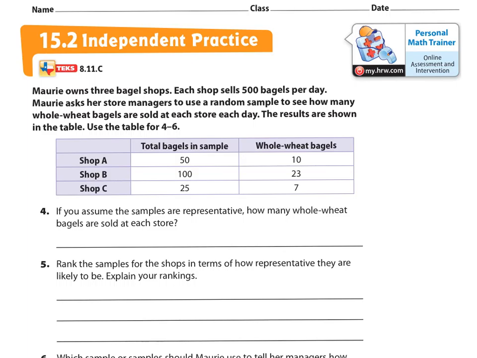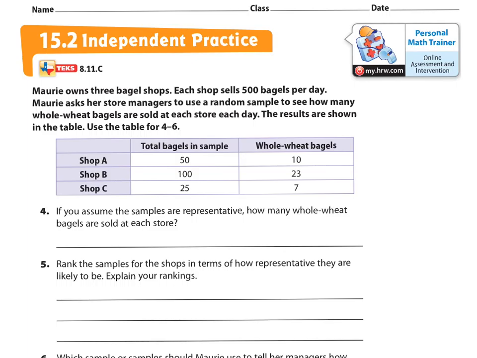When you take a sample of something and take some data from that, you can actually make a prediction about what you would expect the entire amount to be. So for example, in this problem, Mari owns 3 bagel shops. Each shop sells 500 bagels per day. Mari asks her store managers to use a random sample to see how many whole wheat bagels are sold at each store each day. The results are shown in the table.